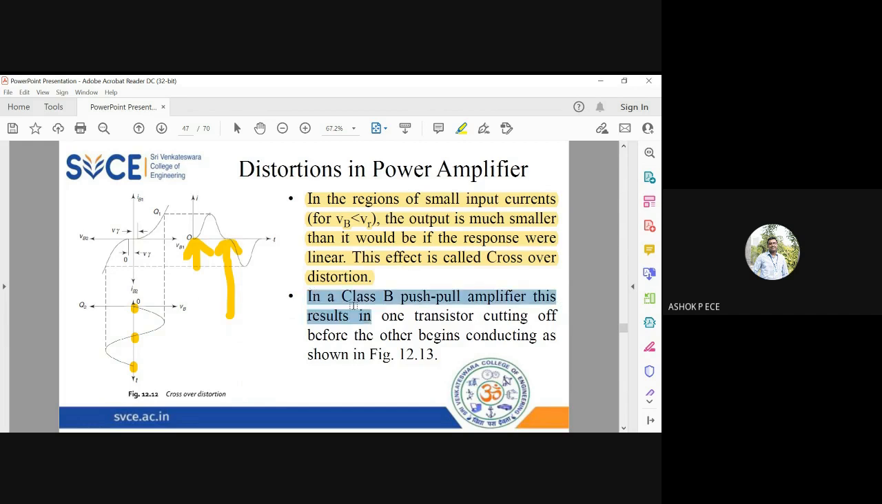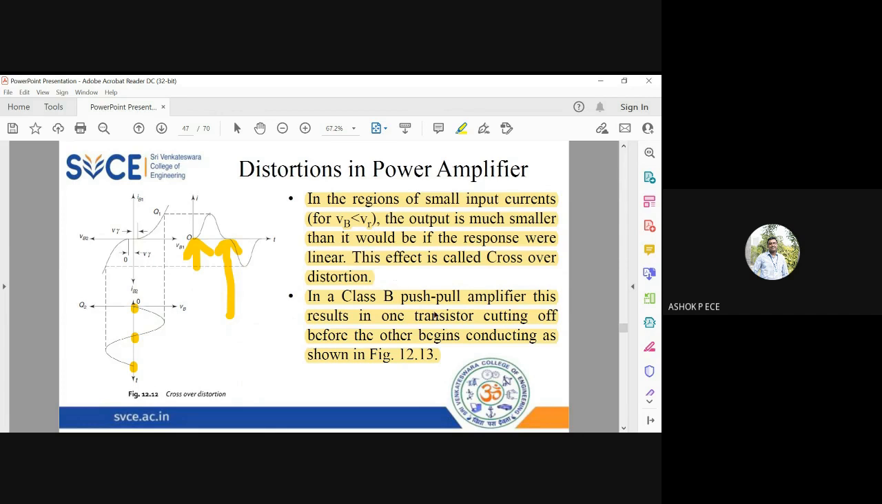So how to overcome this crossover distortion? This crossover distortion will result in a period where both the transistors will be off. I told you already, right? When one transistor is conducting, other will be off. When the first transistor is off, second will be conducting. That is the sequence of class B amplifier, right?